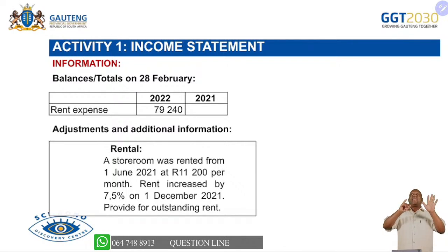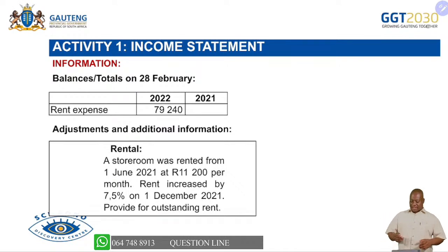We are paying 11,200. But starting in December, we are paying an increased rent. December, January, and February, for 3 months. So you need to be able to have that breakdown: 6 months paying 11,200, and 3 months paying 11,200 plus the increase of 7.5%.